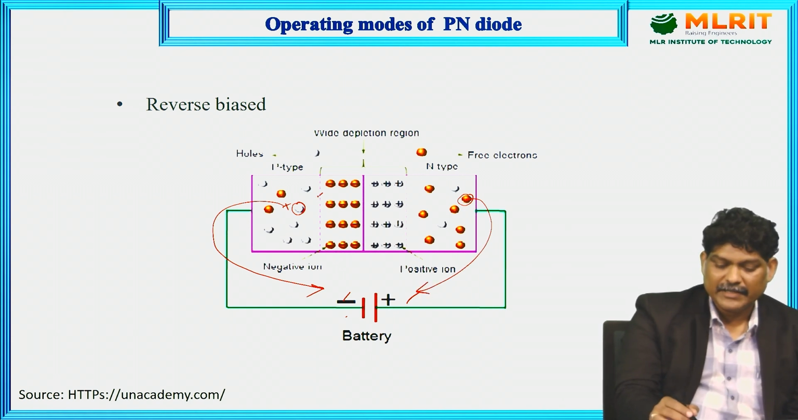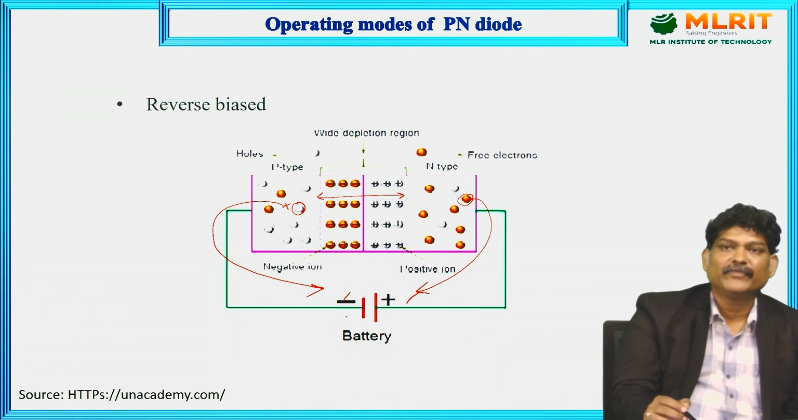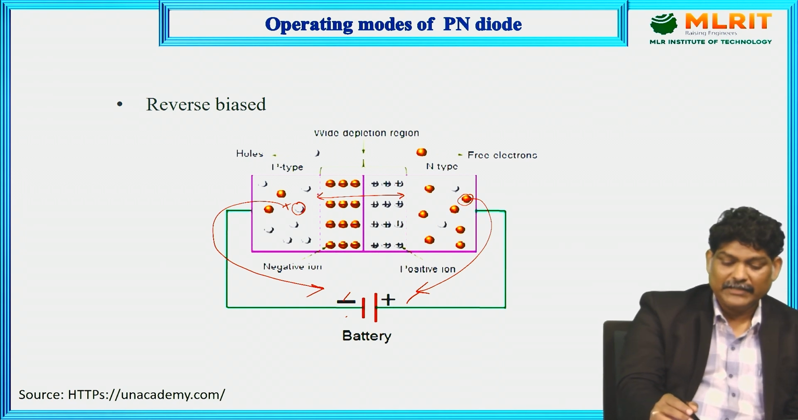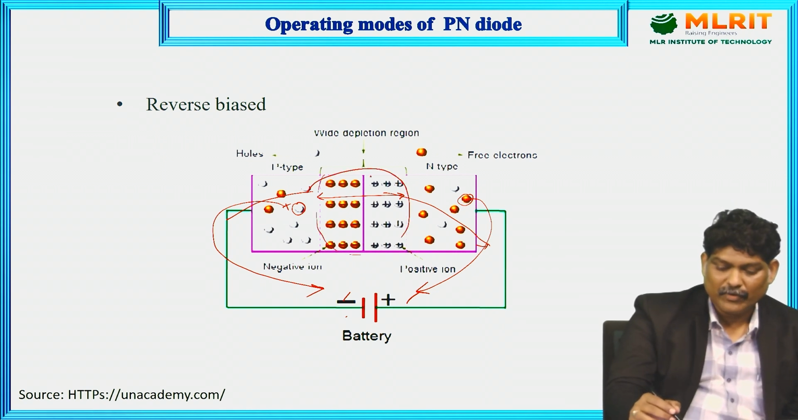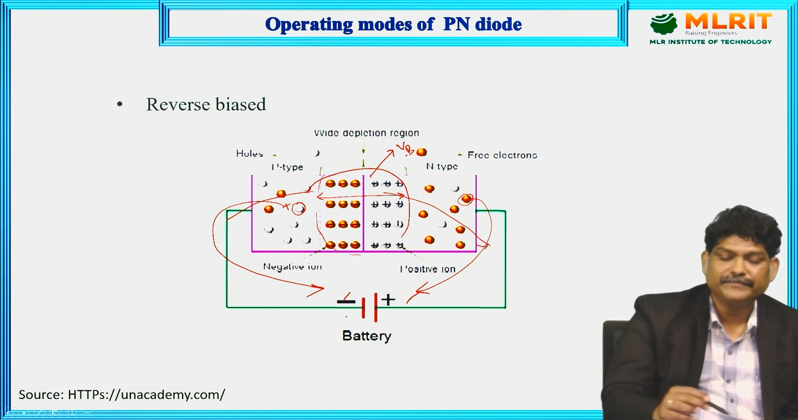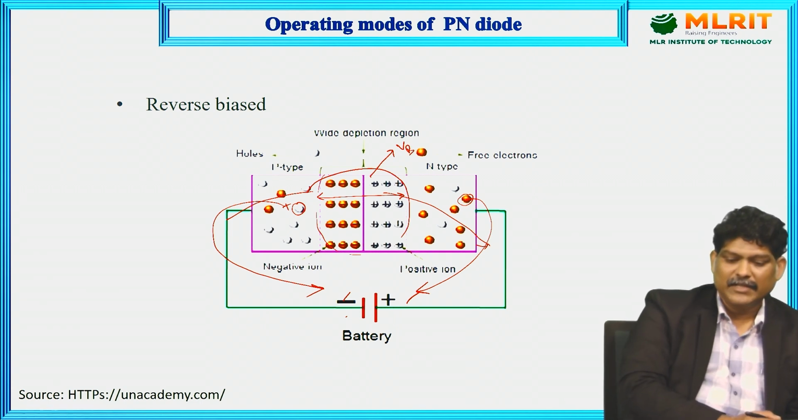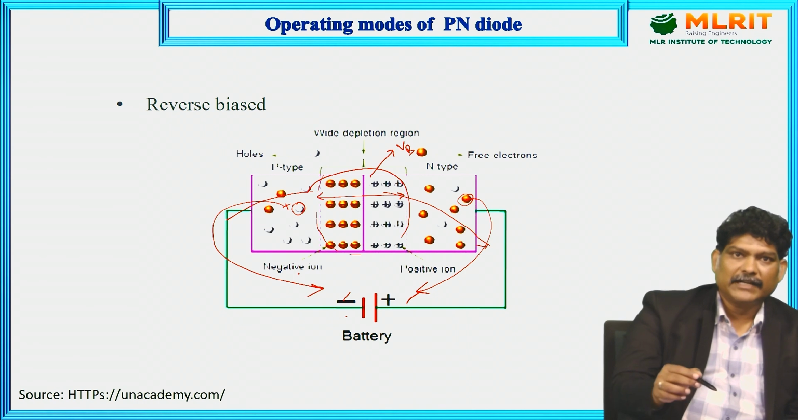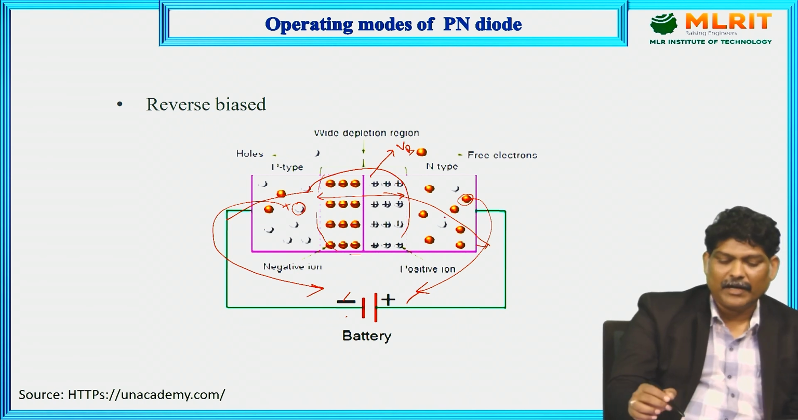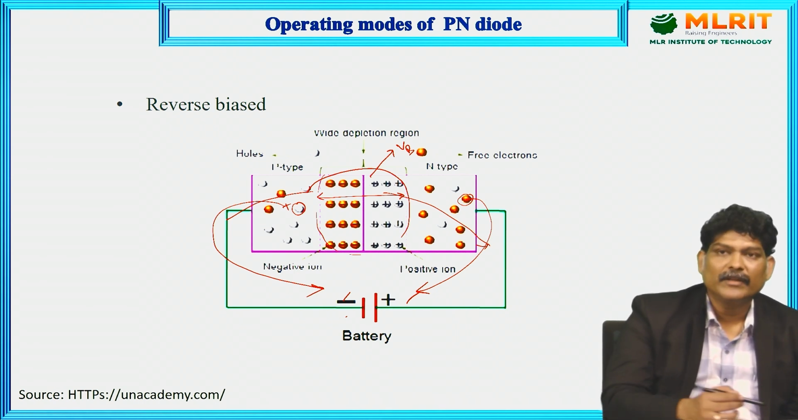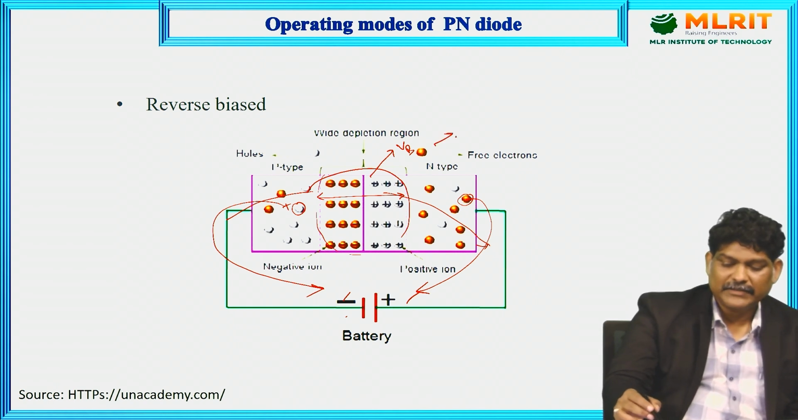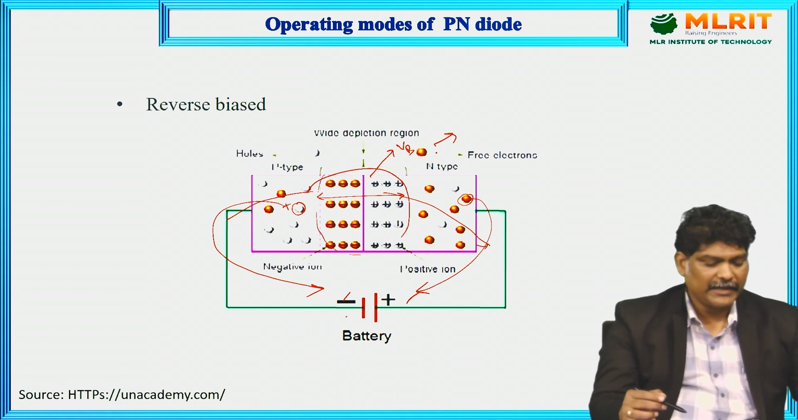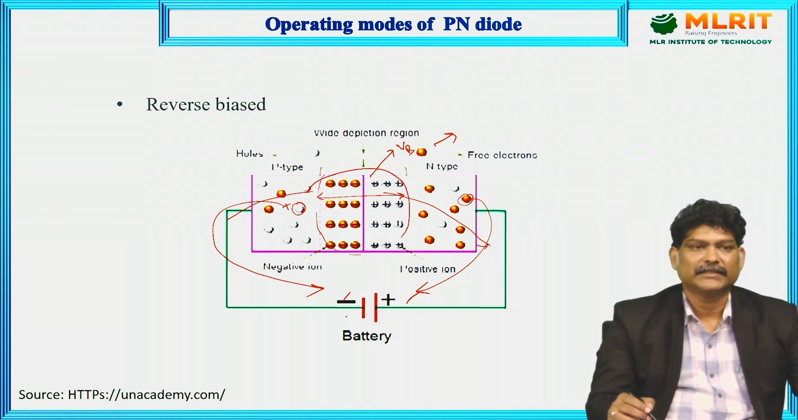In such a case, the depletion width will be increased because the holes and electrons are attracted away from the junction. Therefore the potential barrier VB also increases. So in order to make current conduct in the reverse bias direction, we require some more amount of voltage. Some mechanism is there that we will discuss in later classes. So this is about the reverse bias condition.